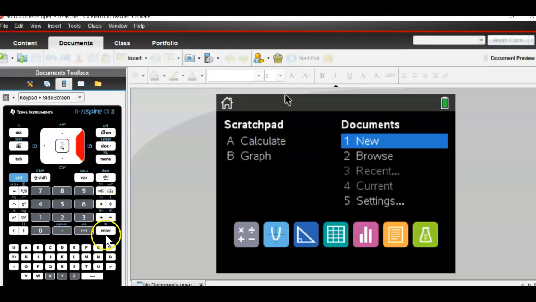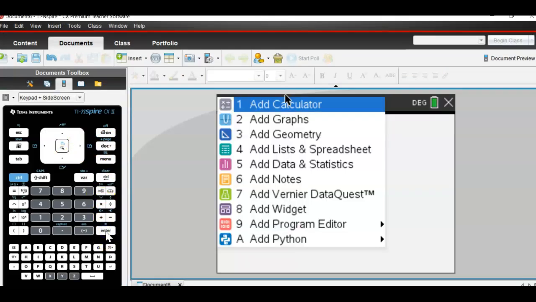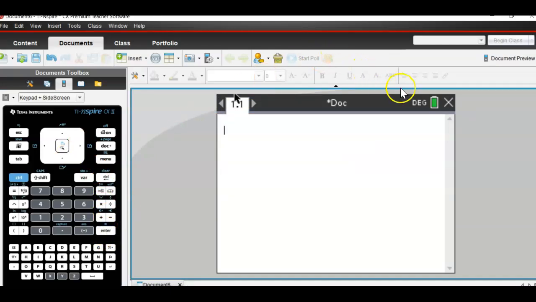So we're going to go into a new document, and I'm going to go ahead and add a calculator. Luckily, I see here that this is already in degree mode. If this is not currently in degree mode, you need to put this in degree mode, because if you're trying to calculate based on what you have on your paper, this won't work if you don't have it in degree mode. Okay, so let's start plugging things in.